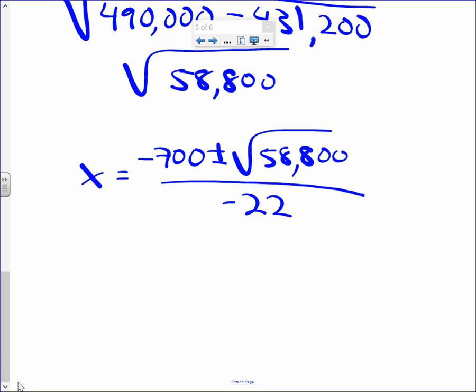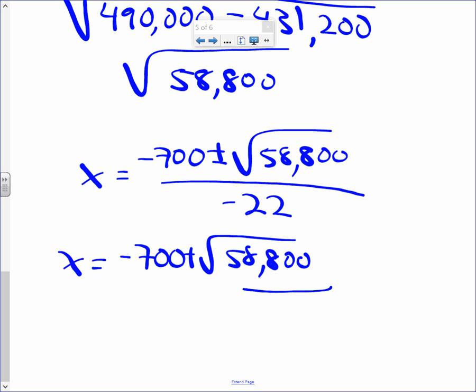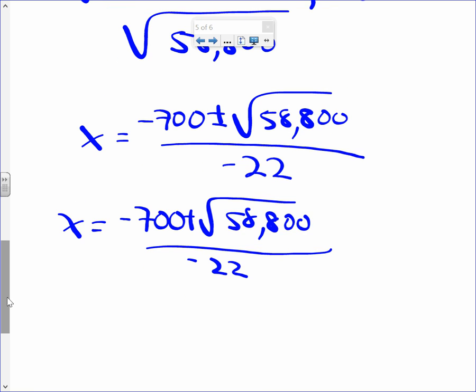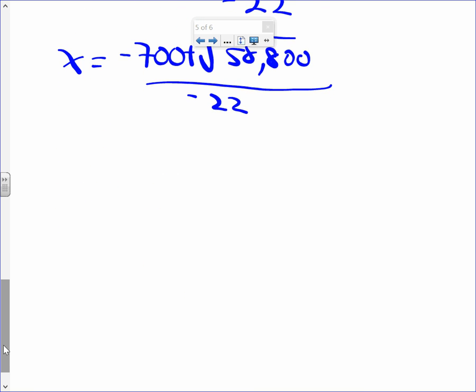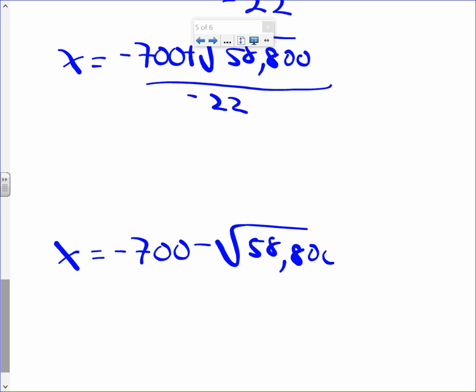Here we go. Let's split up our two solutions now. X is negative 700 plus the square root of 58,800, divided by negative 22. And they put an "and" down here. So this is the plus one. Now I've got to do the minus one. X equals negative 700 minus the square root of 58,800, divided by negative 22.